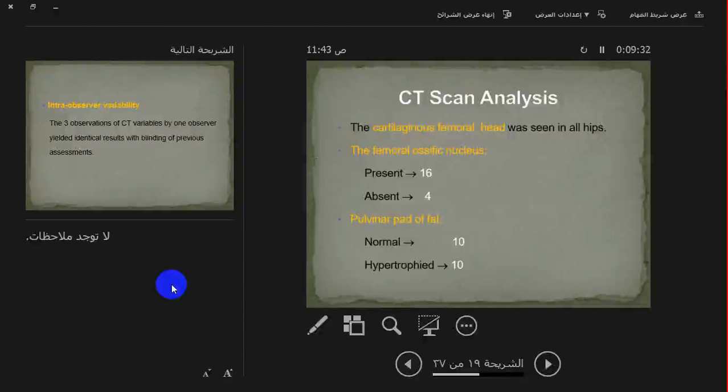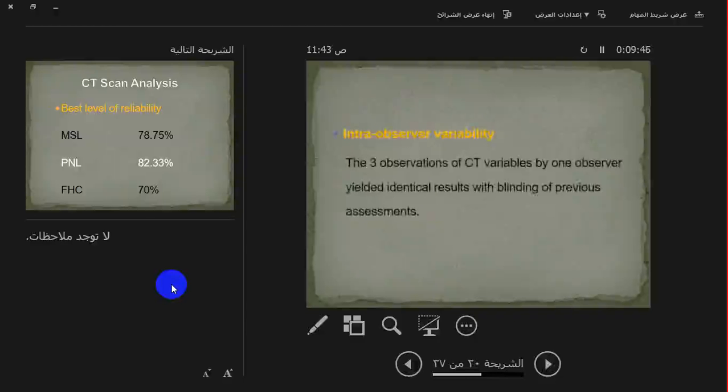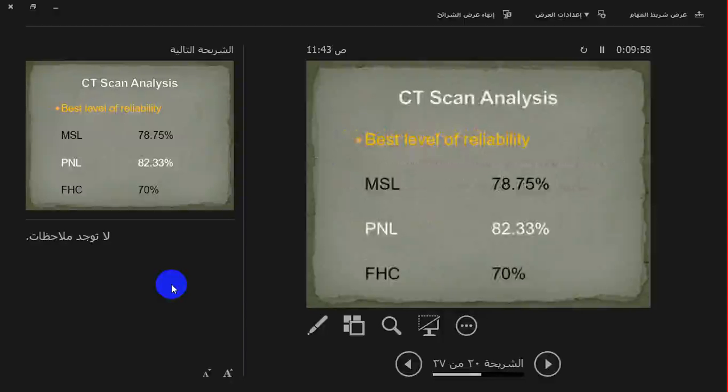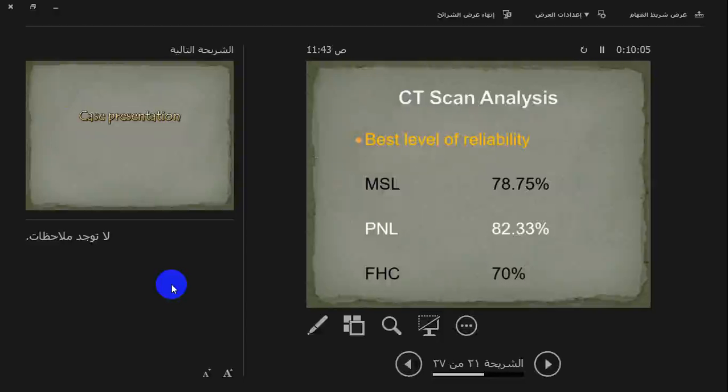The cartilaginous femoral head was seen in all hips, where the femoral ossific nucleus was present in 16 and absent in 4, and the pulvinar was normal in 10 and hypertrophied in 10. Intra-observer variability: the 3 observations of CT variables by one observer yielded identical results with blinding of previous assessments. And the best level of reliability was seen with the posterior neckline at 82.3%.